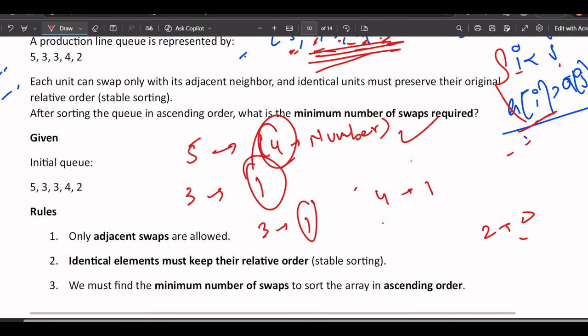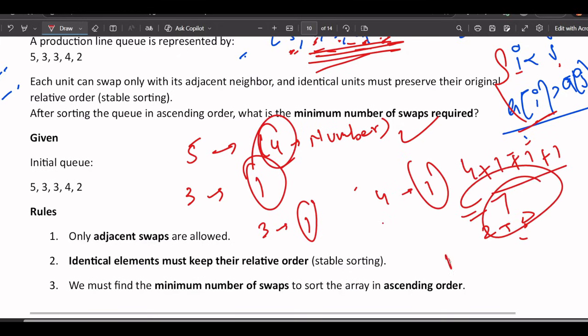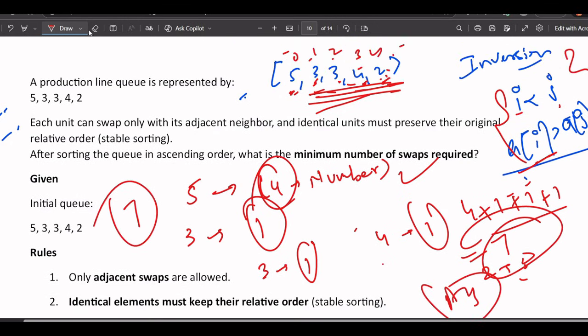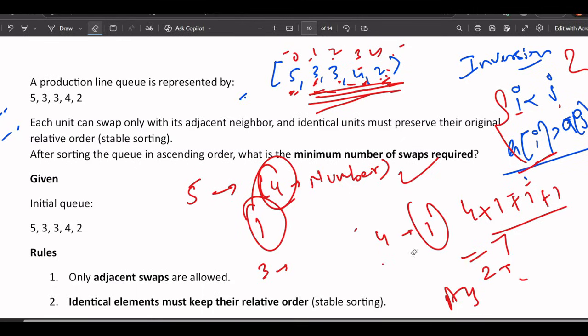4, 1, 1, 1 and 0. So 4 plus 1 plus 1 plus 1, which is 7, will be our answer. The total number of swaps required will be 7. Okay, so whenever this kind of question comes, you only need to count the inversions.